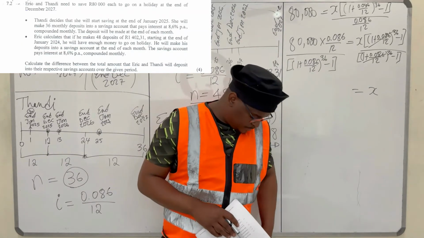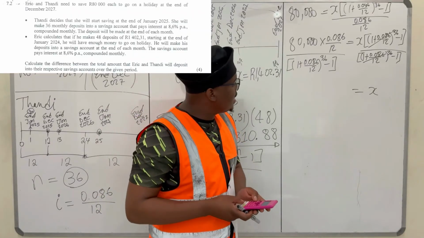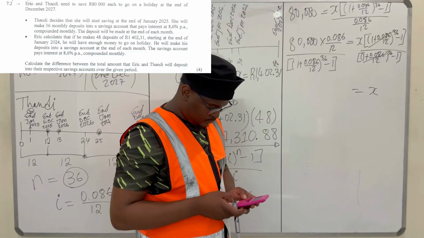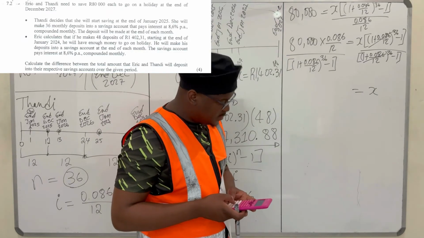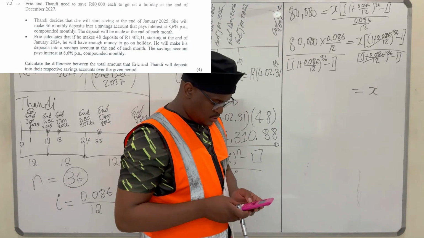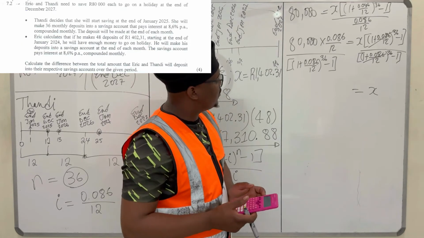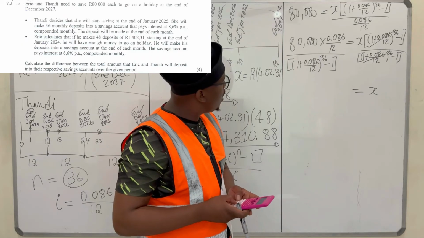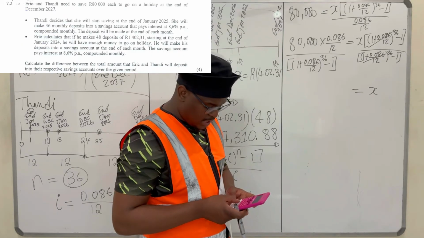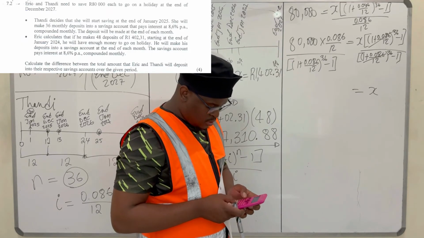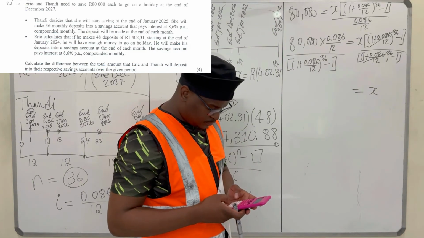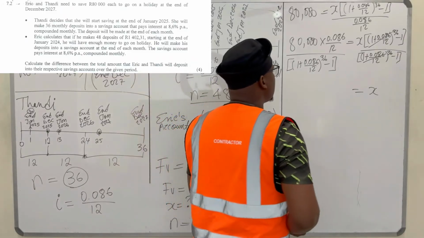So let's do that. We say 80,000 times 0.086 over 12, divided by 1 plus 0.086 all over 12, all raised to 36, minus 1. You get that? How much was Tandi paying?